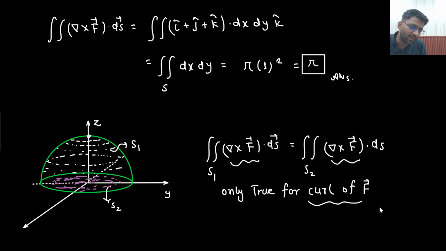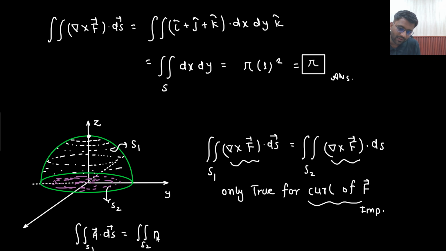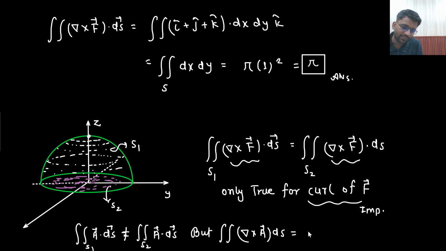Very, very important, that it is only true for curl of f, not for any random vector field. It doesn't mean that for some random vector field you will calculate f dot ds for S1 and for S2. For any random vector field, this will be wrong. They will not be correct, but for curl they will always be same.